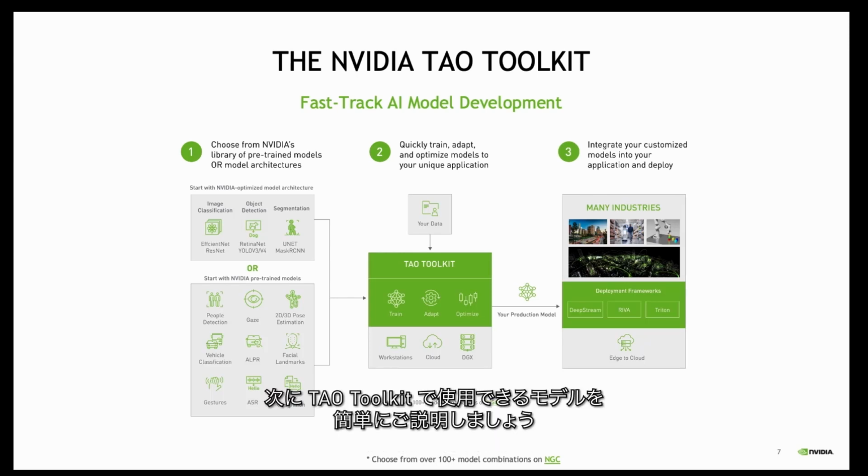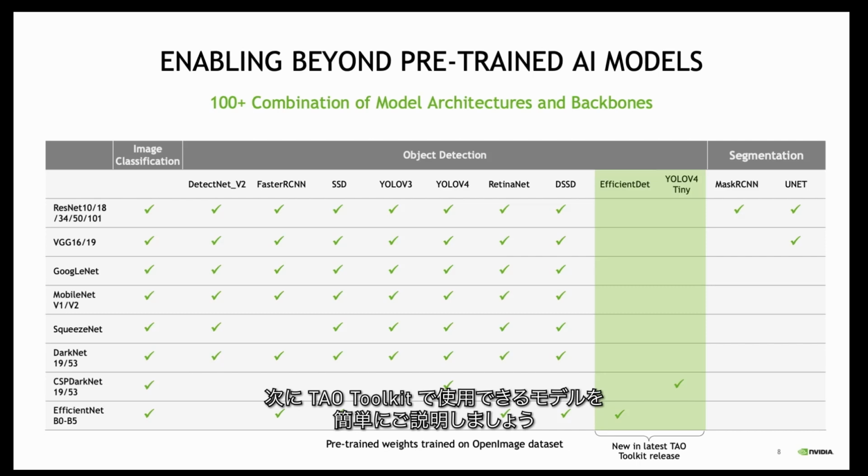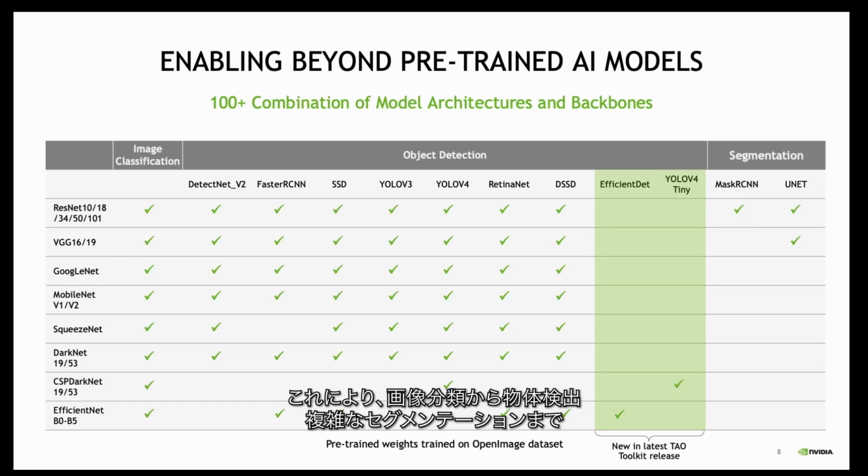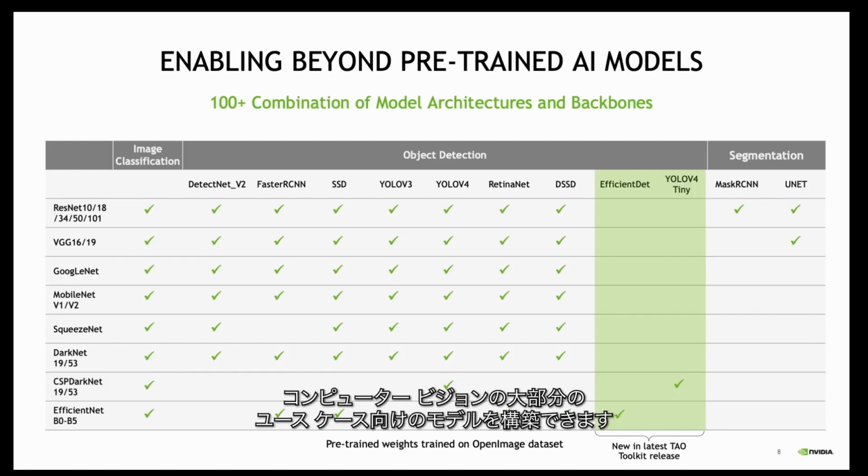So now if the TAO Toolkit is the vehicle, then let's talk a little bit about the models, which are essentially the fuel. Let's start first with the 100 plus combinations of model architectures that are compatible with the TAO Toolkit. This exhaustive matrix below shows all the different combinations and permutations that are possible with the TAO Toolkit. This provides the flexibility for you to build models for most computer vision use cases, all the way from image classification to object detection to complex segmentation tasks.